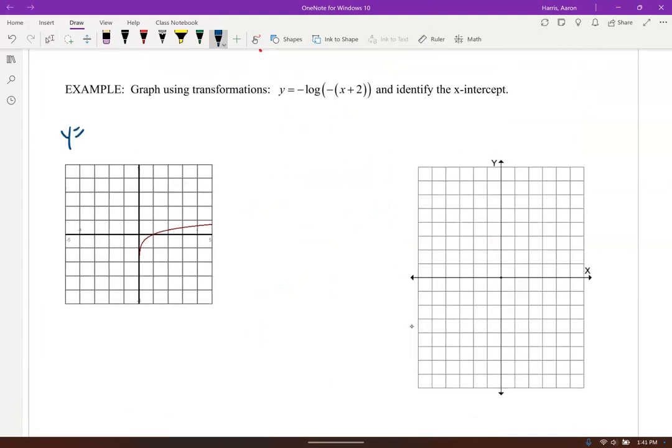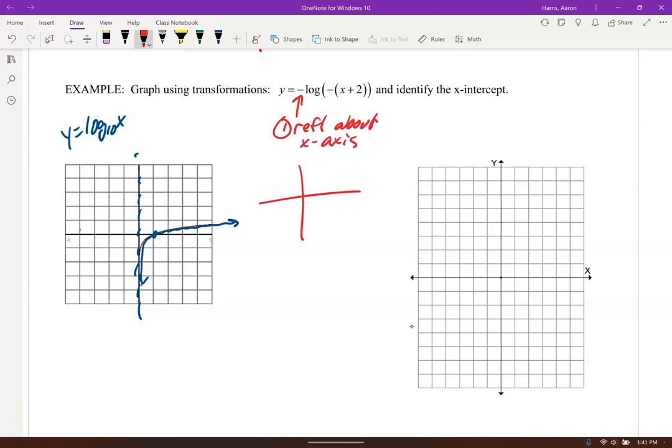All right, this one, notice we have no base. So this is base 10. I'm comparing it to the parent function base 10, which will go through 1, 0. And then the next one it'll go through is actually 10, 1. And vertical asymptote x equals 0. So let's do number 1. Let's go ahead and reflect it about the x-axis. So then we would look like that.